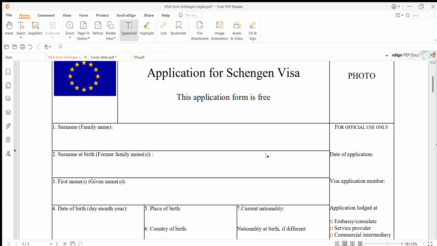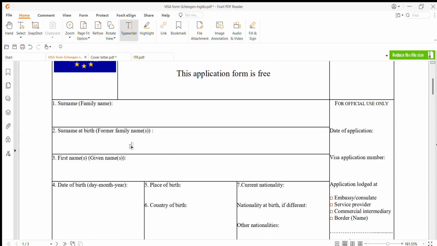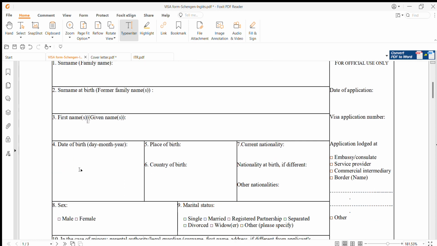Okay, so here surname, last name, family name, and surname at birth, if it is different. I left it blank. I did not have that name. So first name, see again, here there is no middle name, right? But fortunately there is an S, so first name in plural, so I considered my middle name here. Okay, so do that, otherwise it may not be accepted.